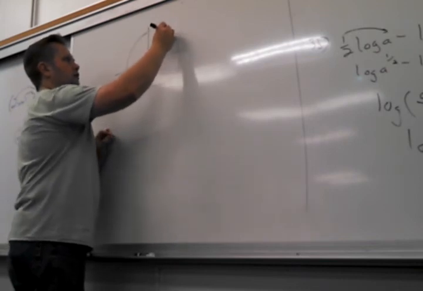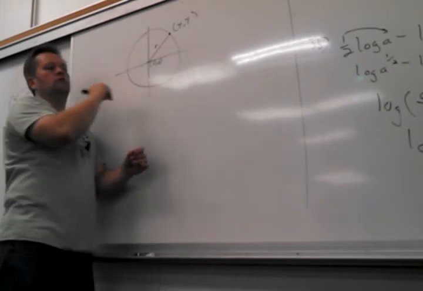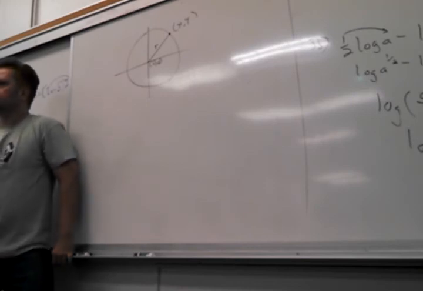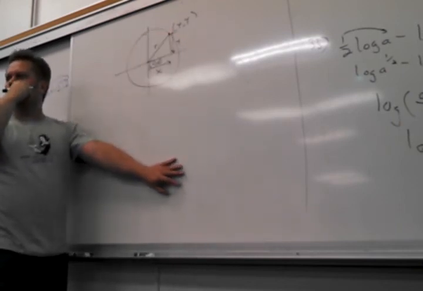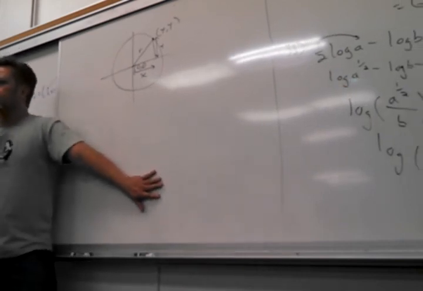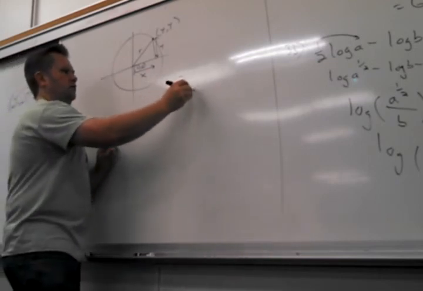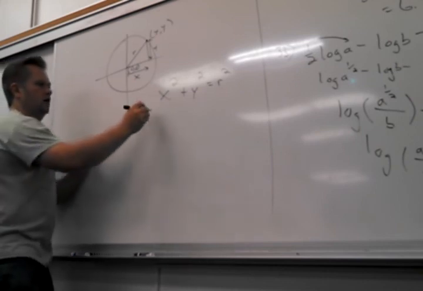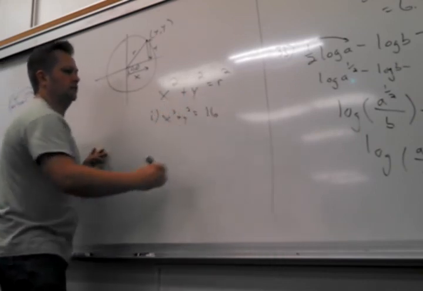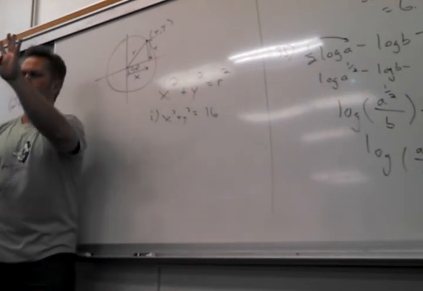So if I go from here to here, what point is that? Let's call it x, y. And what distance do I want this to be? R. So what's the relationship between x, y, and r? What kind of triangle did I just make? X squared plus y squared equals r squared. Now this is sounding better. So x squared plus y squared equals 16 is a circle centered at 0, 0 with radius 4. R squared is 16, so the radius is the square root of 16, which is 4.